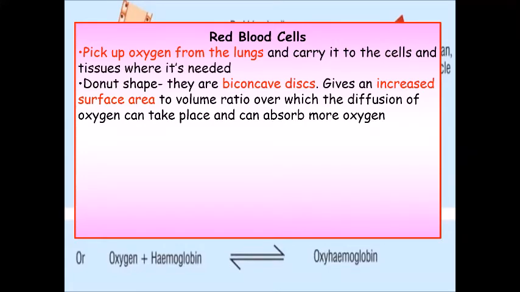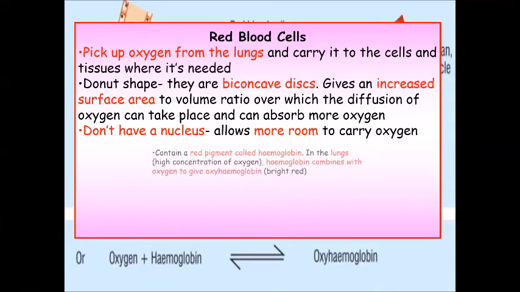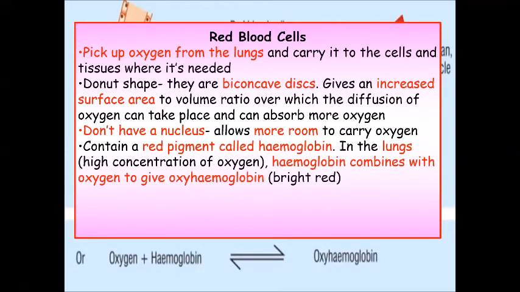To help with the carrying of oxygen, they've actually lost their nucleus completely. That means red blood cells can become stuffed full of oxygen, which is vital for the day-to-day running of the body. The substance that the oxygen binds to, which I mentioned already, is hemoglobin. It gives it its distinctive red colour.